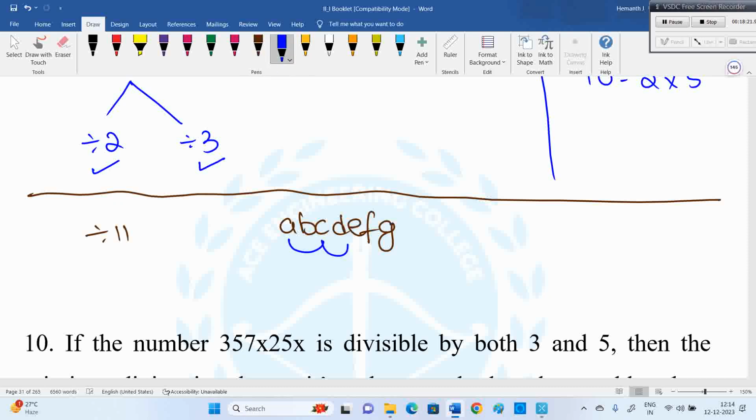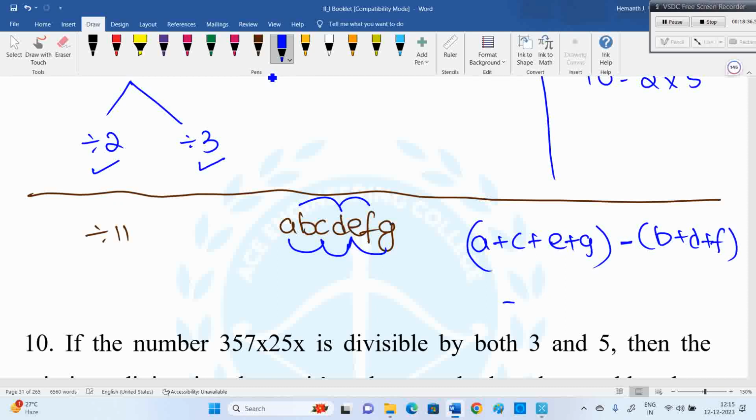Take alternate digits: A, C, E, G, summation. The remaining digits are B, D, F, and take that summation. The difference, whatever value you got, should be 0 or a multiple of 11. It can be 11 or 22, then only it's divided by 11. If it is a 7-digit or 8-digit number, take the alternate digit summation and the remaining alternate digit summation. The difference between those must be divisible by 11. If the difference is 0, it is divided by 11. Difference 11 is also divided by 11. Difference minus 11 is also divided by 11.